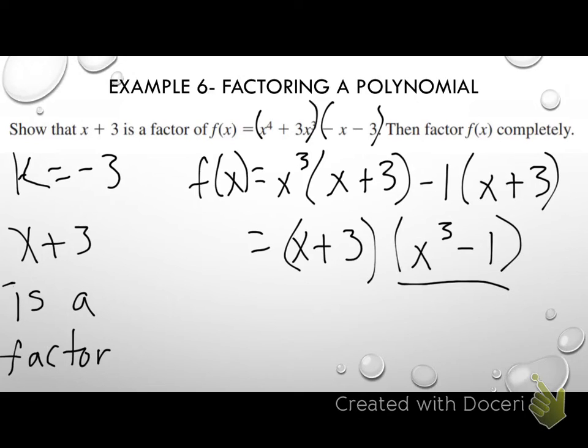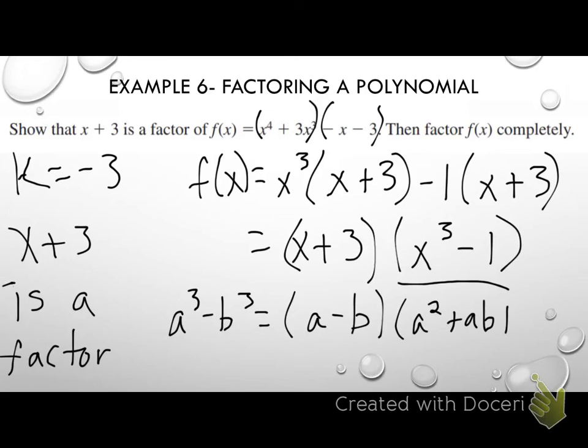Difference of squares? Not squares, cubes. Difference of cubes. Are these both perfect cubes? X cubed and 1. I can take the cube root of both of them, right? So I know they are cubes, and it's a difference of cubes. So I'm going to be using my difference of cubes formula: a minus b times a squared plus ab plus b squared. That's what we learned part of yesterday.